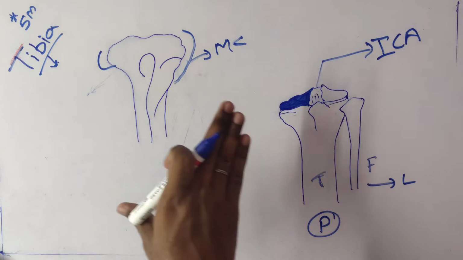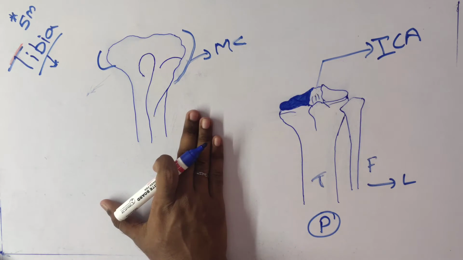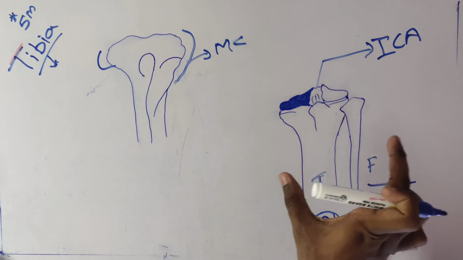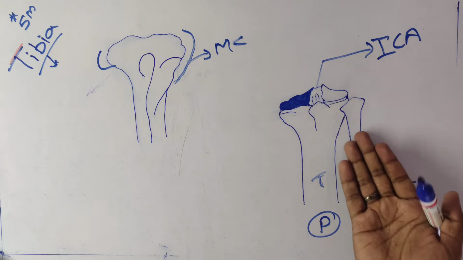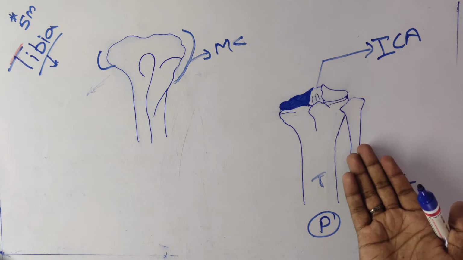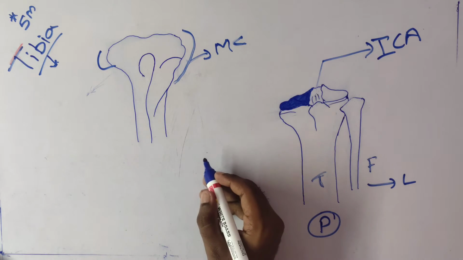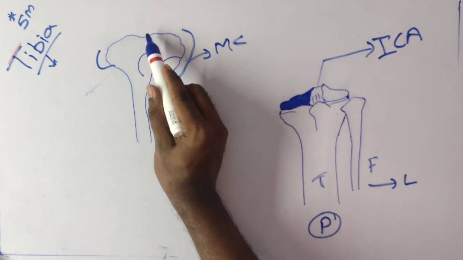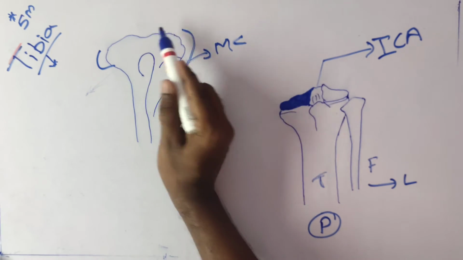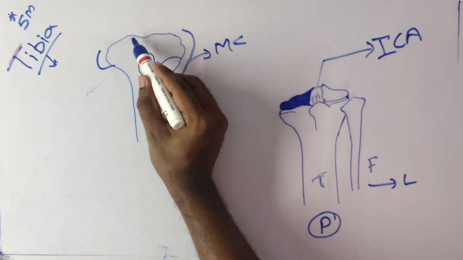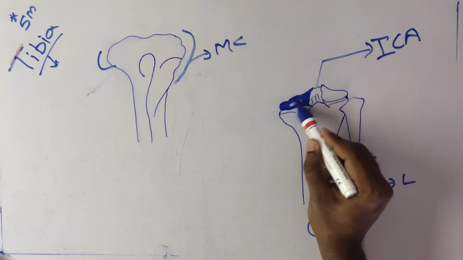These condyles are clearly visible in the posterior surface. They are not visible in the anterior surface. So observe this posterior surface diagram, so it will be easy to remember. Next, this is the central portion of the medial condyle.